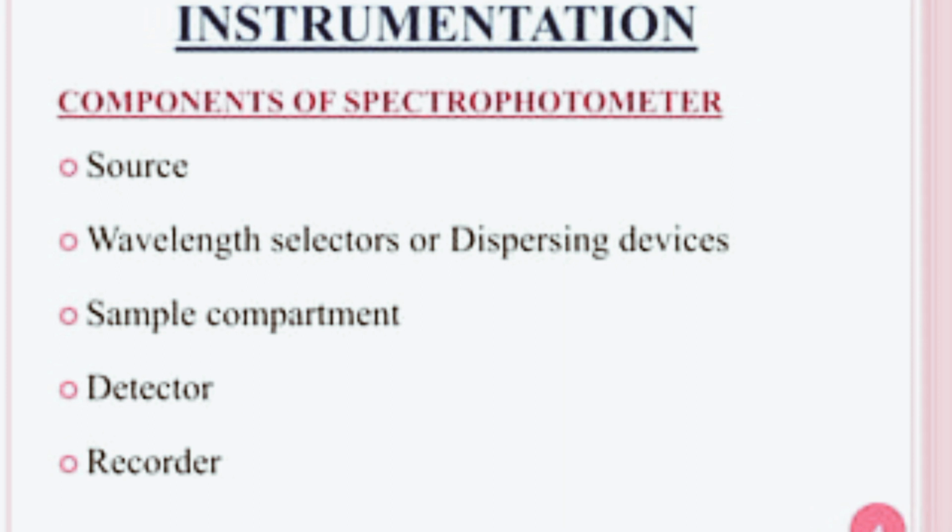Fourth one, pair of identical cells. One cell is filled with the test solution and another with solvent. Example, quartz. Fifth one, detector. Detector detects the intensities of the transmitted light coming out of the cells and compares each wavelength and generates a current proportional to the difference in the intensities of the sample and blank. Example, photocell and photodiode. And last one, sixth one, recorder. It records the UV visible spectrograph between wavelength and absorbance.